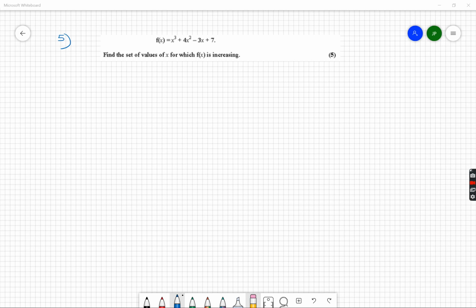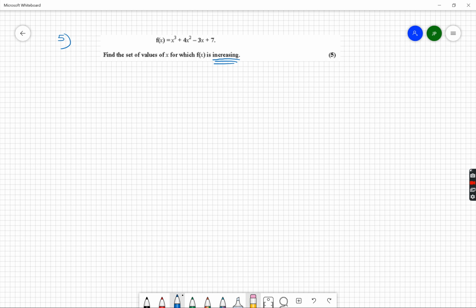5. We've got a function f of x equals x cubed plus 4x squared minus 3x plus 7, and we are asked to find the set of values of x for which f of x is increasing. Okay, so that's the important word, increasing. Basically what increasing means is we've got a positive gradient. If I'm talking about gradients with functions, straight away we should link that to differentiation.